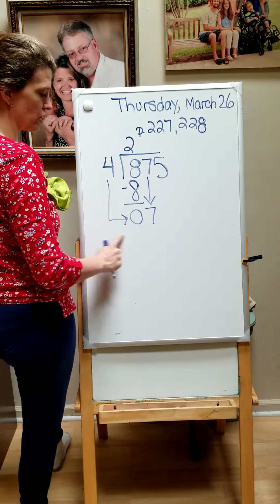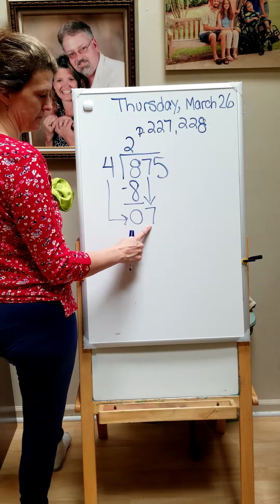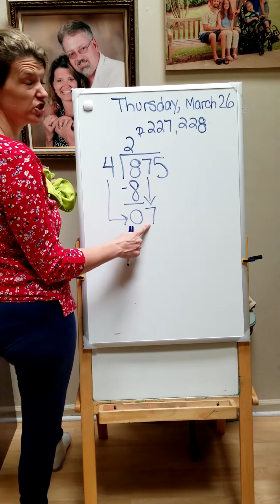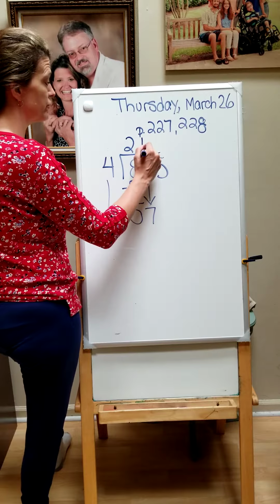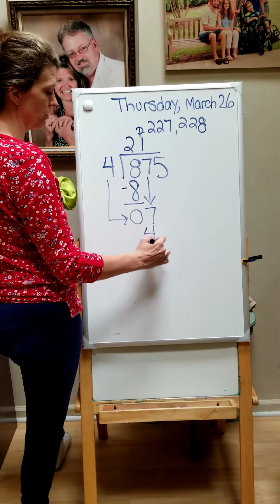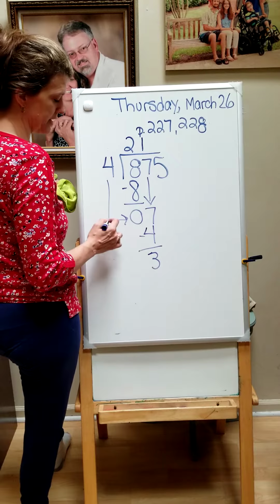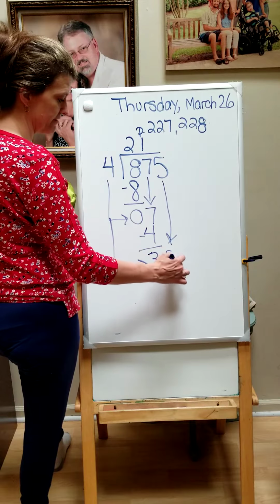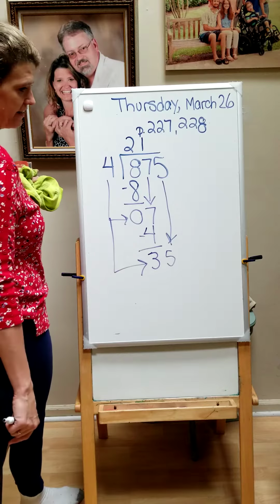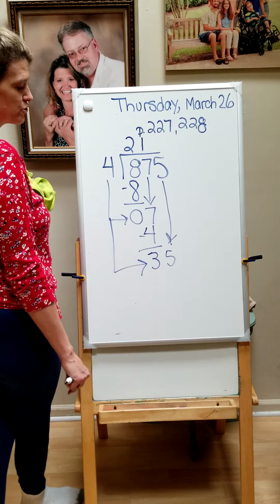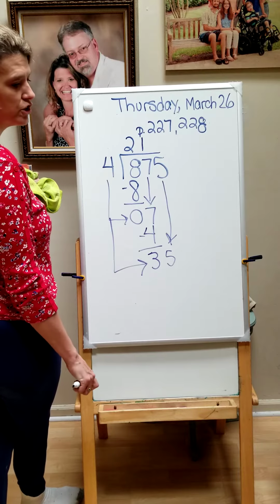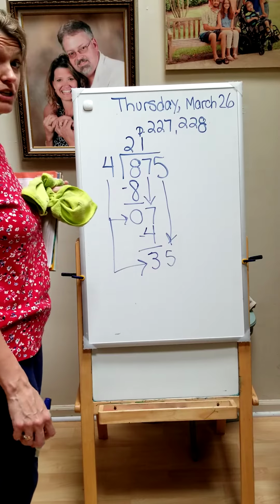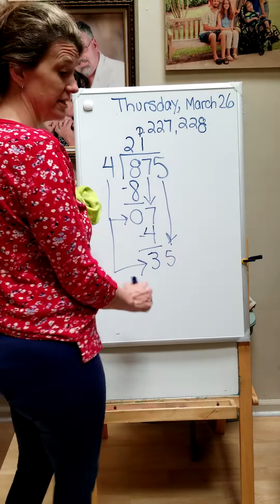How many 4s are there in 7? If I have 2 4s, I have 8, so that's too high. So it's just 1 4. 1 times 4 is what? 4. 7 minus 4 is what? 3. Compare. Is 3 too big? No. Bring down your 5. 4 into 35. 4, 8, 12, 16, 20, 24, 28, 32. And that's 8 fingers.